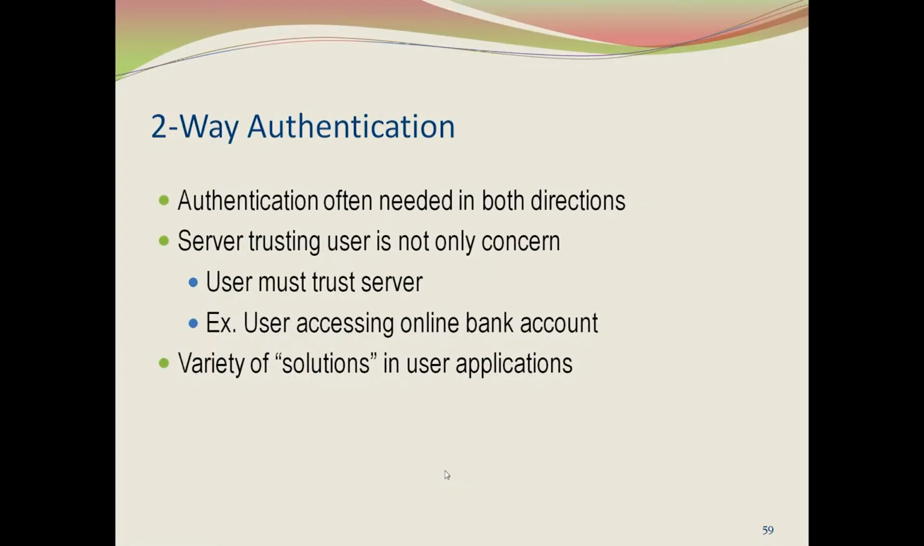So, generally two-way authentication in a network means that the server trusting the user is not the only concern; the user must also trust the server. That means the server therefore has to provide some credentials which will make the user believe that it is a trusted server. So, there are a variety of solutions in user applications. What does that mean?